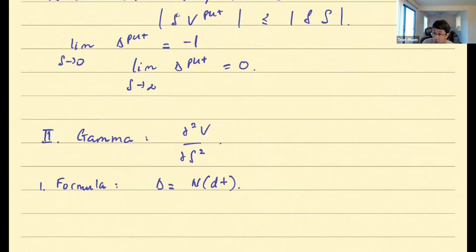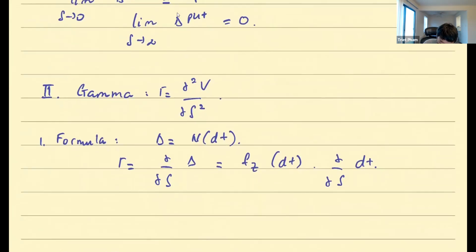So actually you could just calculate the gamma, which is the derivative with respect to S of the delta. So remember, it simply is f(d plus) times the partial derivative of d plus with respect to the stock. And it should not be surprising that it comes out to be f(d plus) times 1 over S sigma square root of T.